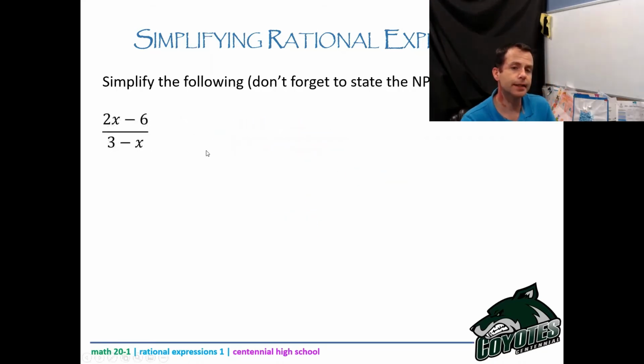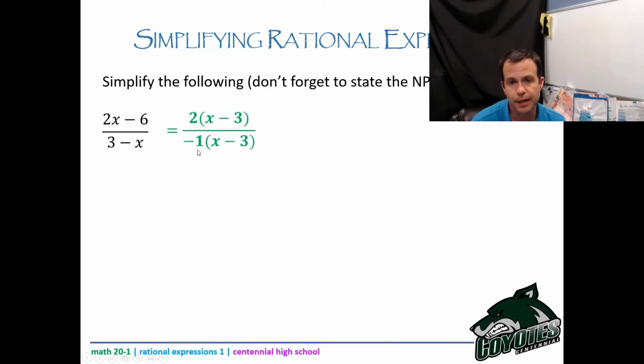2x minus 6 over 3 minus x. So the first thing I want to do is take that top guy and factor out the 2. That's going to give me 2 times x minus 3 over 3 minus x. The other thing I did was I factored out a -1. Now, you may be asking why I did that. Let me hide that for 1 second and let me just show you what I originally said. I'm going to have 2x minus 3 over 3 minus x.